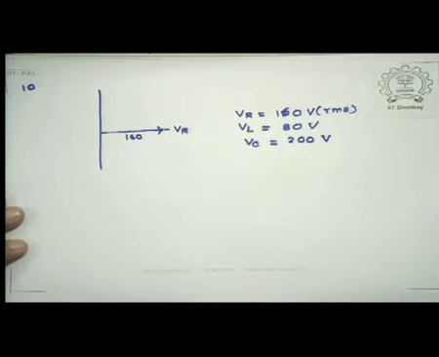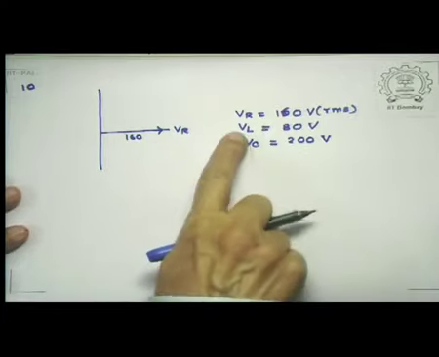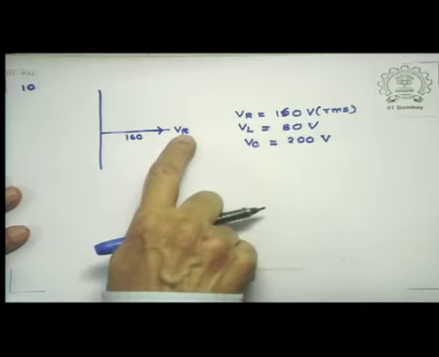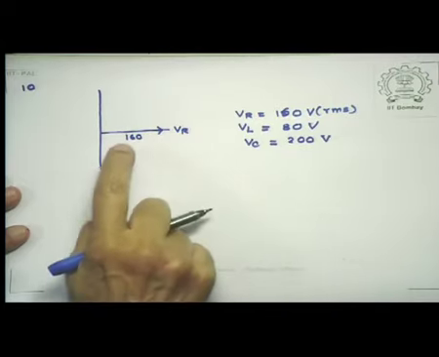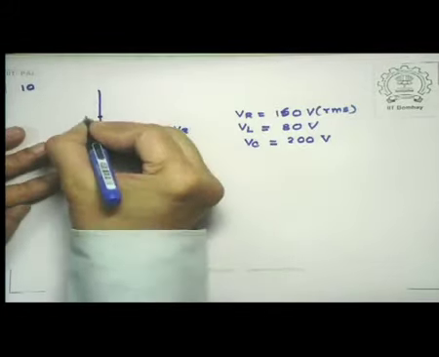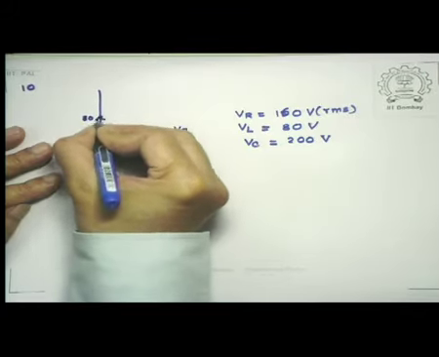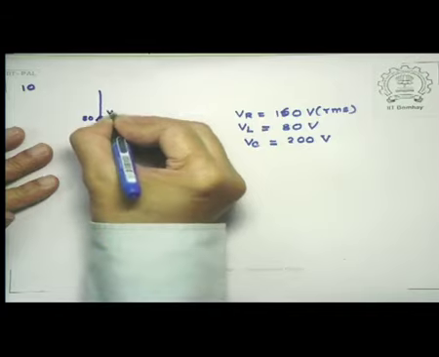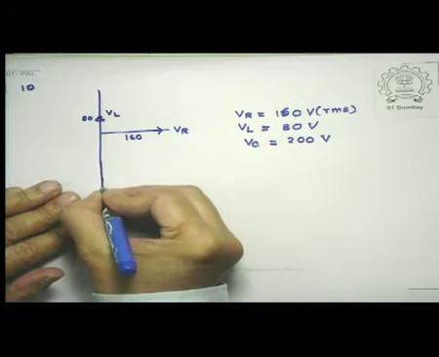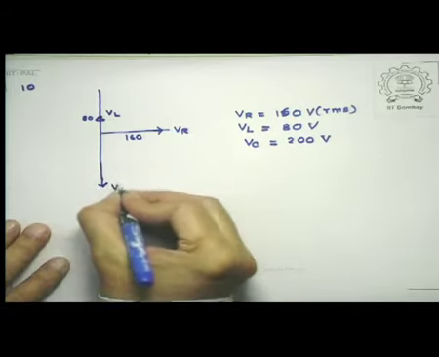So let's draw it here. So the VL, because it's inductor, it leads the corresponding voltage for the resistor. I repeat again, the voltage leads the current for an inductive circuit. The current lags, but voltage leads. So let's take the same scale and put some 80 here. So this is my VL. And since VC is 200, in terms of length it would be slightly bigger. So let's do that. So this is VC, which is 200 volts.